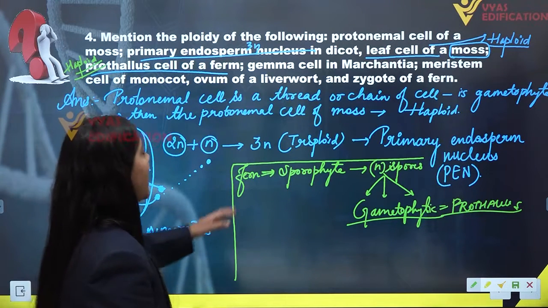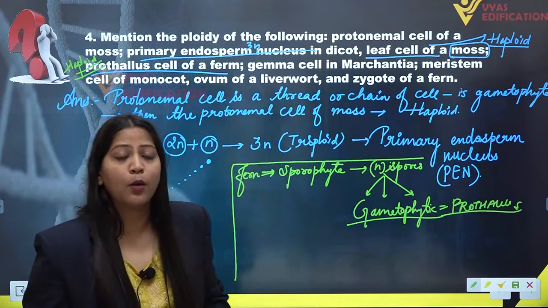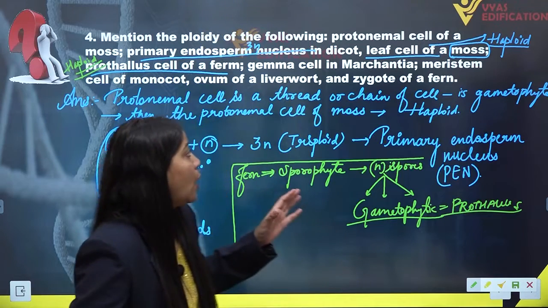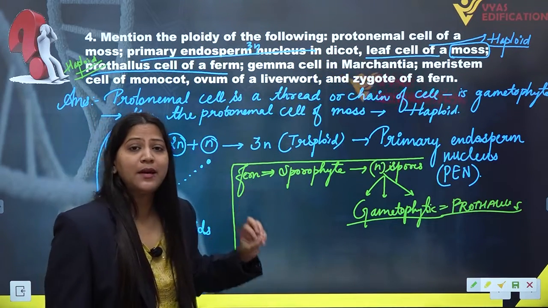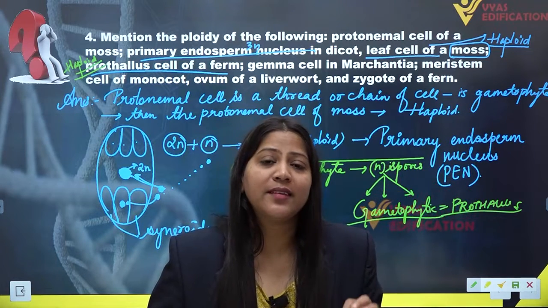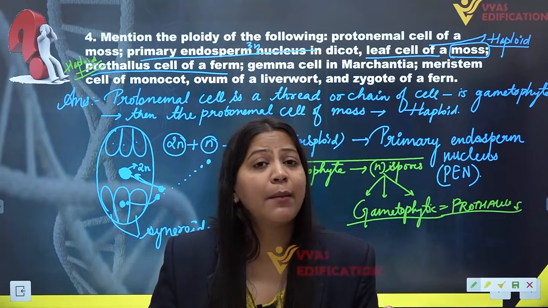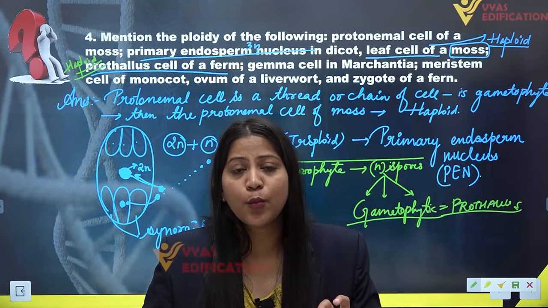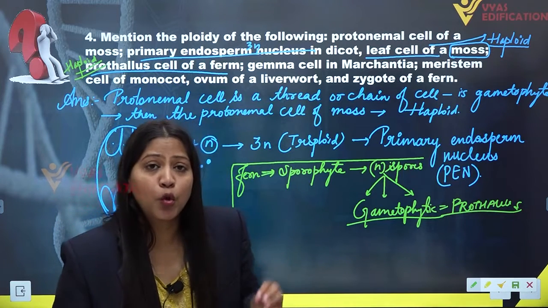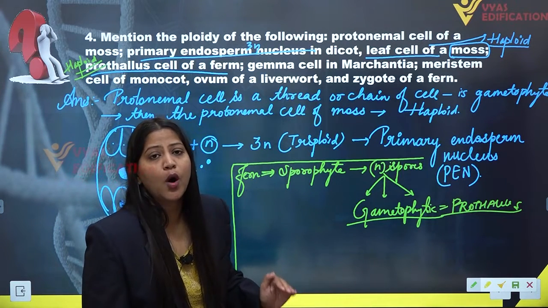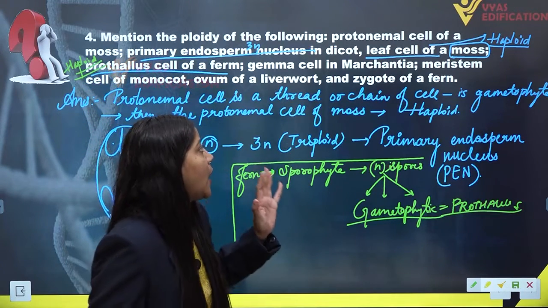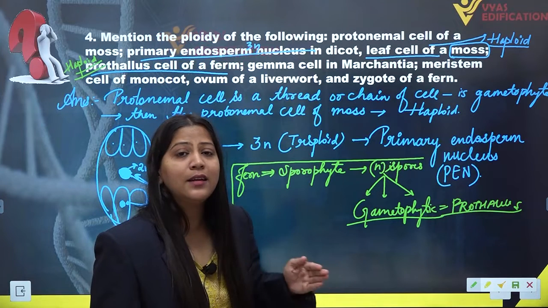Now, next we have gemma cell in Marchantia. What is Marchantia? Marchantia is a liverwort. Gemma cell is actually part of asexual reproduction. Gemma cell is a part of the gemma cup. Gemma cups are the structures in which the gemma buds are produced in Marchantia, through which Marchantia or liverworts can reproduce asexually.